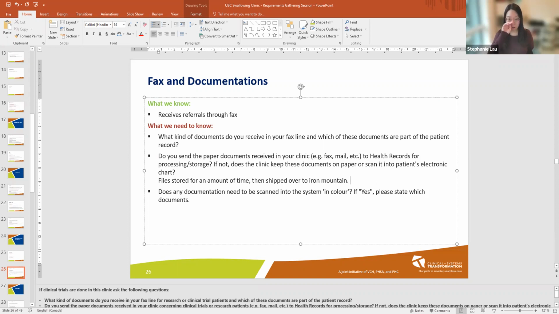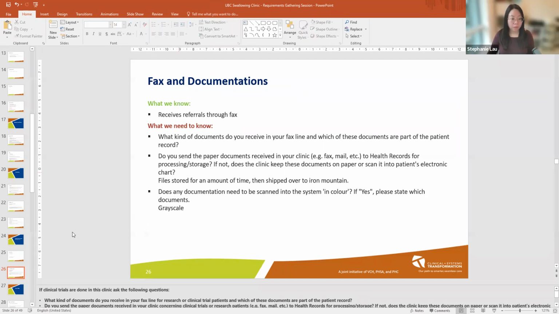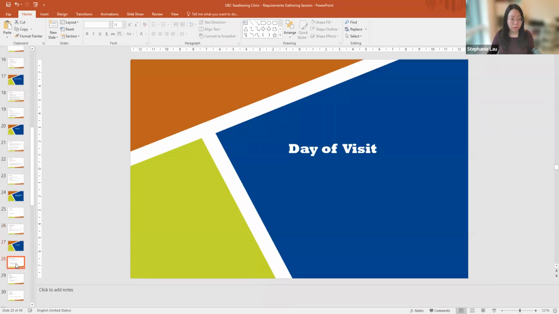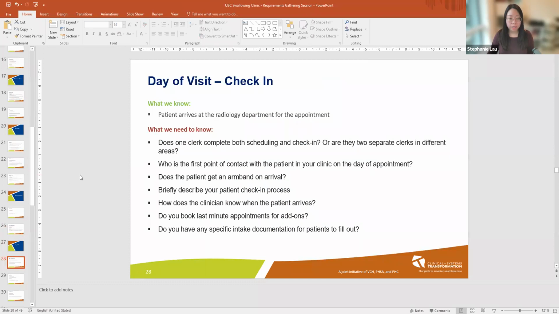And any of these documentations, are they in color or are they grayscale, basically? Grayscale would be fine, yeah. Okay.